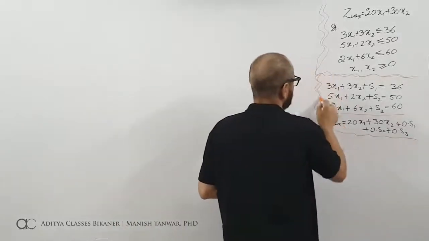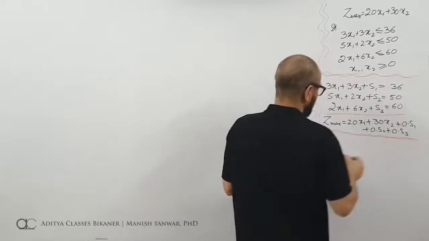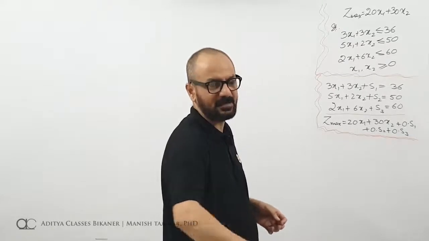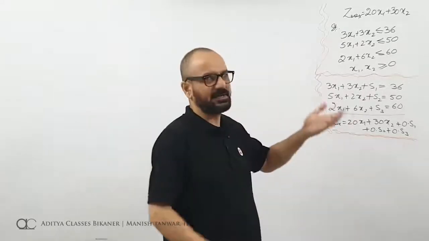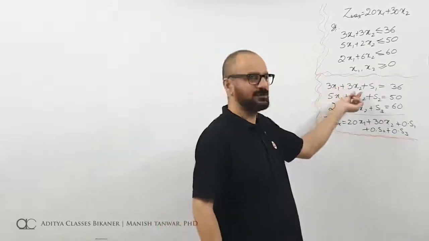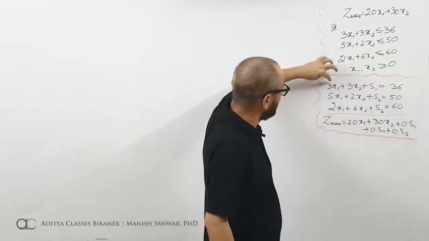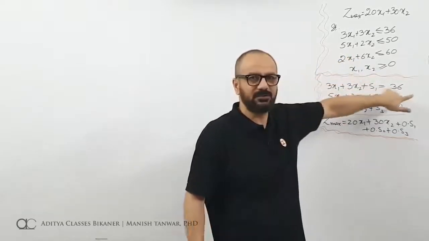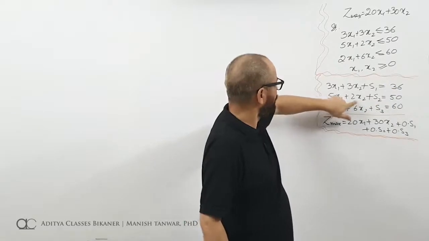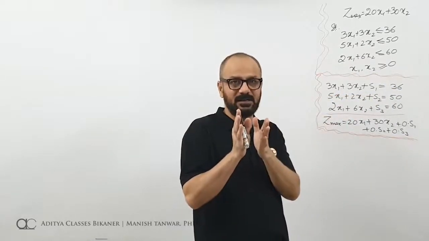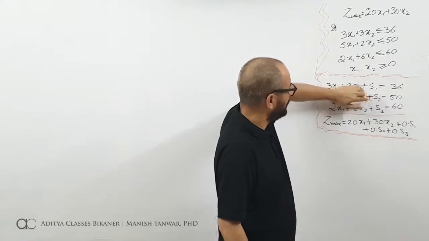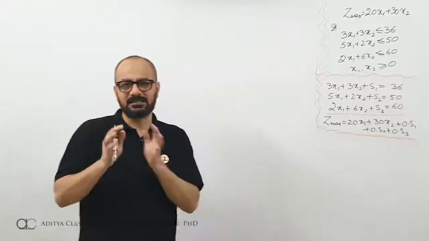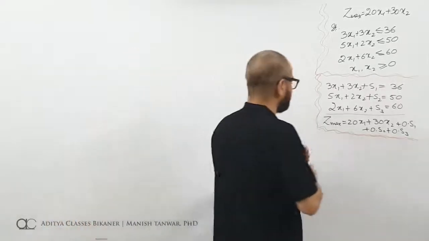Now if someone asks what is your IBFS? IBFS is determined by putting all decision variables and surplus variables as 0. We are not making use of surplus variables, all I am using is decision variables. So I will put all decision variables 0. If x1 is 0, x2 is 0, this is gone, I get s1 equal to 36. x1 and x2 are decision variables. x1 and x2 are 0, so s2 becomes 50, s3 becomes 60. So this is a starting point, my IBFS.